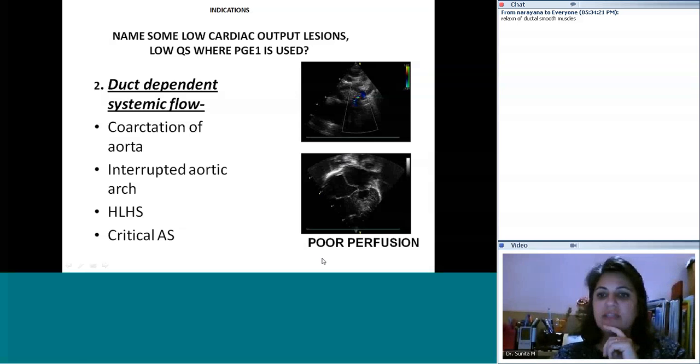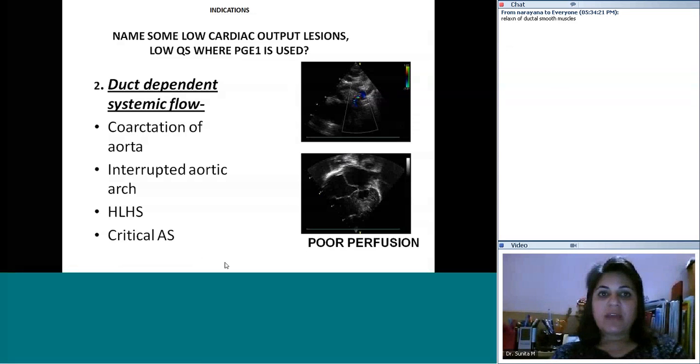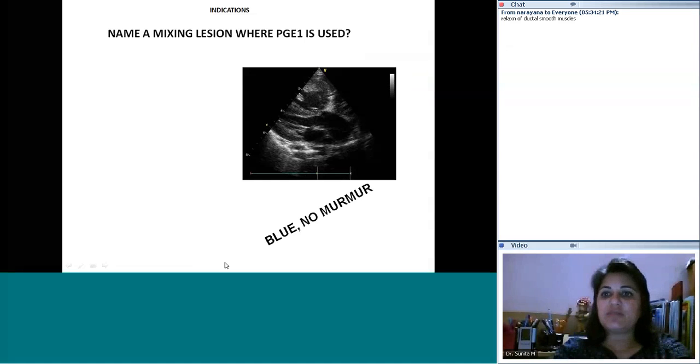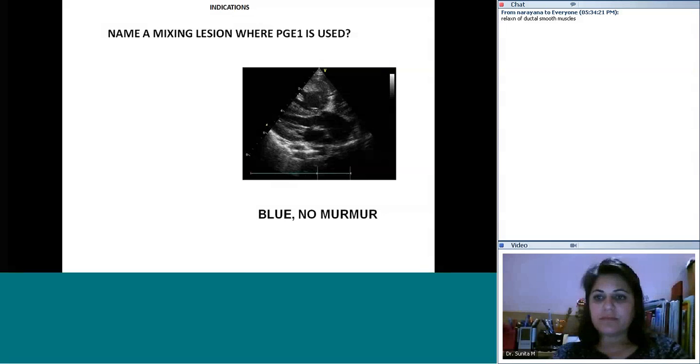These four lesions. You can see a picture here of a coarct and then of a hypoplastic left heart. So in a duct-dependent systemic flow situation, if the PDA closes, patient will present essentially with poor perfusion and shock. So low cardiac output. Now name a mixing lesion where prostaglandin E1 is used. So the third category where prostaglandin E1 is used. So one category is low QP, one category is low QS. Third is a mixing lesion where you need to have prostaglandin. And can you name that?